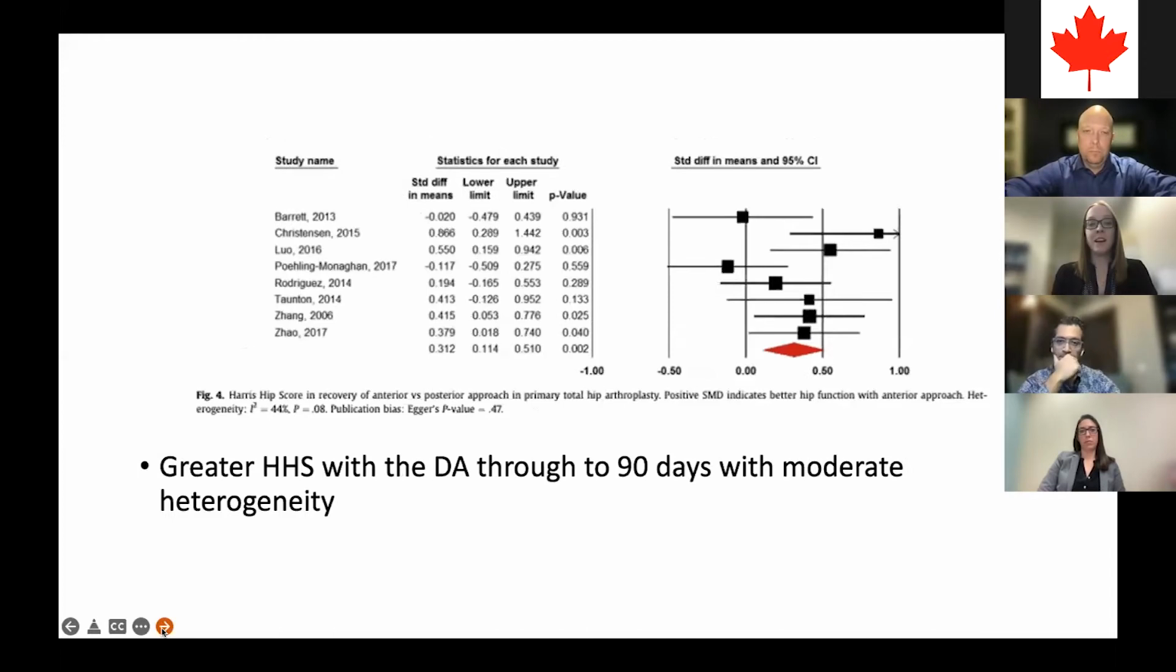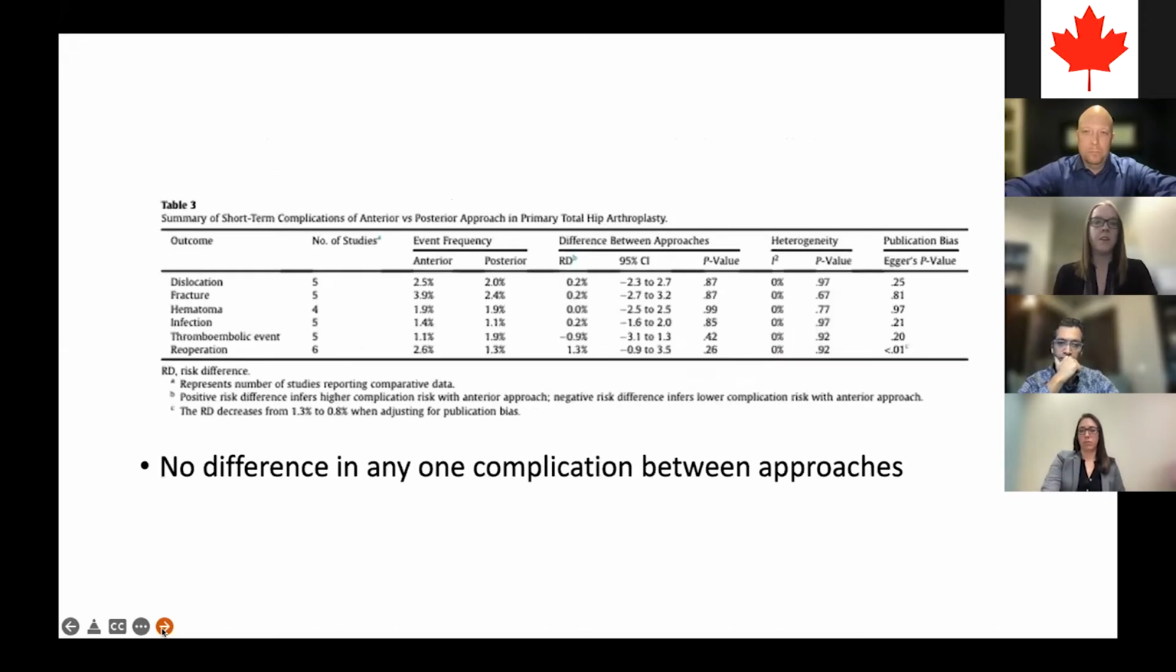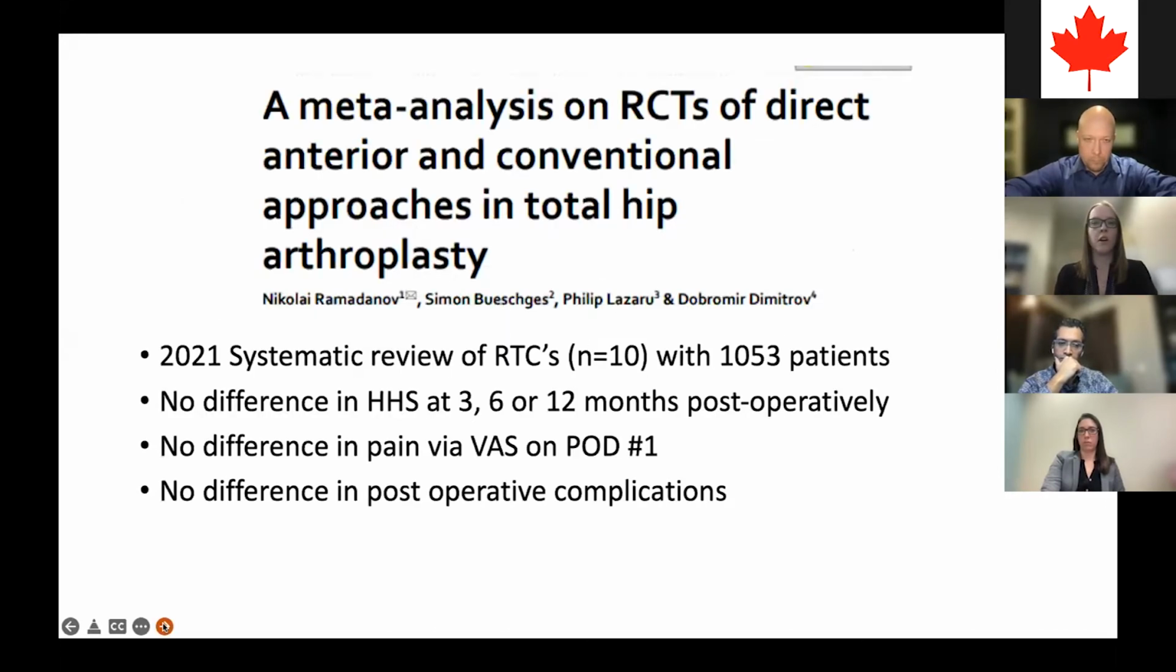Greater Harris hip scores with the DA through to 90 days. You start getting more heterogeneous there though in your results. So taking that with a bit of a grain of salt, and no difference in any one complication. Interestingly, as you can see here, dislocation actually higher in the anterior group, which is not necessarily what you'd be expecting for this, but that's what it showed, but no difference in the overall complications.